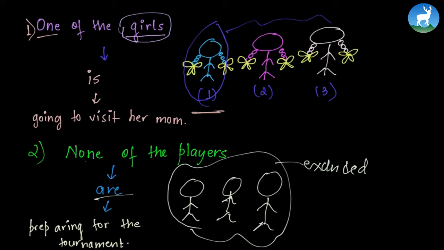Though none means zero, which might make it seem that we should use the singular form, that would be incorrect, because we can't say none of the players is preparing for the tournament. None of the players are preparing, because all three are not playing, and three means a bunch of people, right?